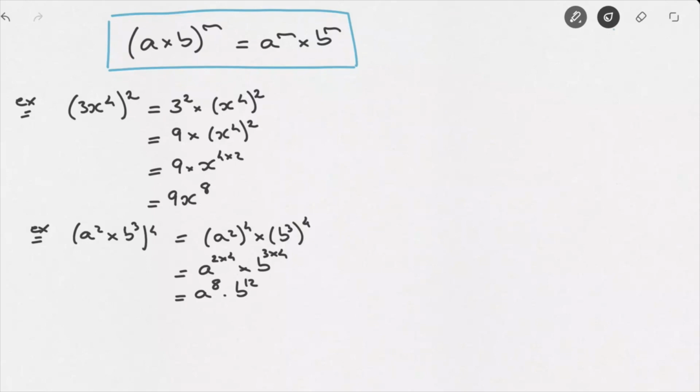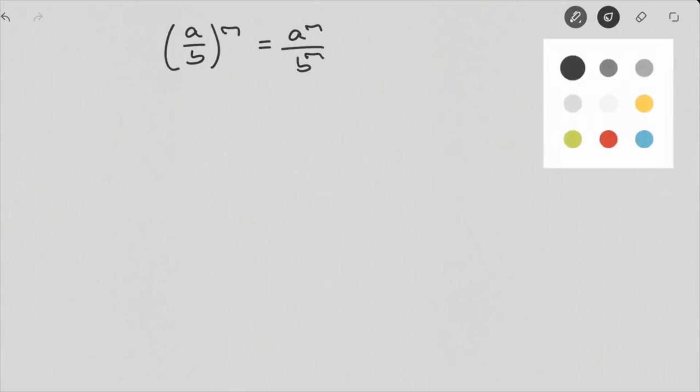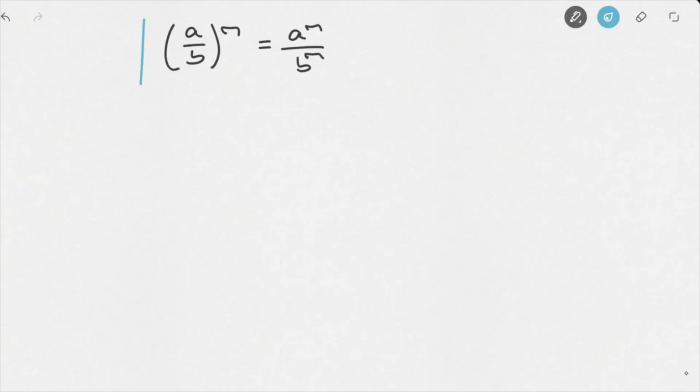Now let's look at another law. Let's say again we have two non-zero numbers a and b, and we're going to consider a over b raised to the power of m. Well, in this case, again, the power m distributes to both of the terms inside the parentheses. And in this case, it'll distribute onto the numerator and to the denominator. So that would be the following: a to the power of m over b to the power of m. So I'll just box that result as well.